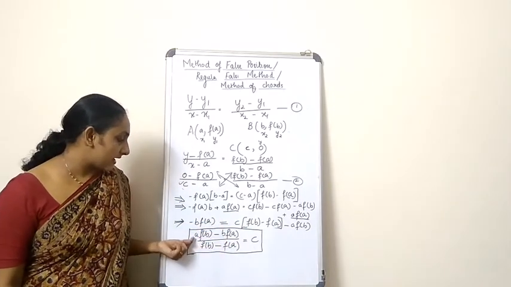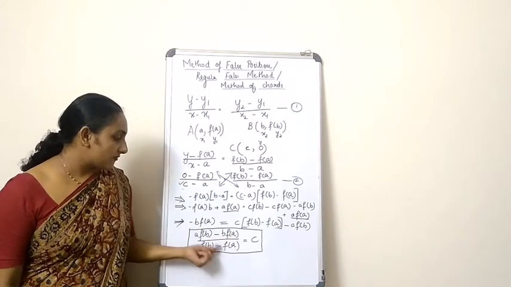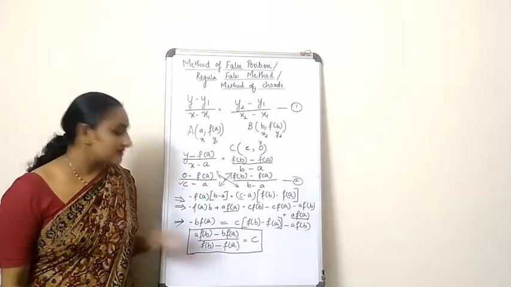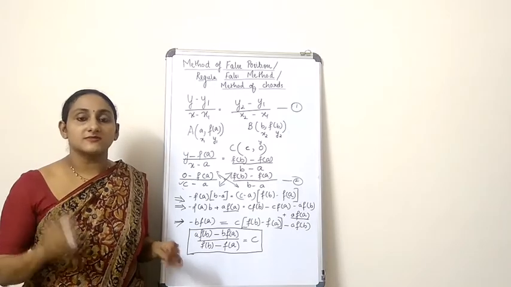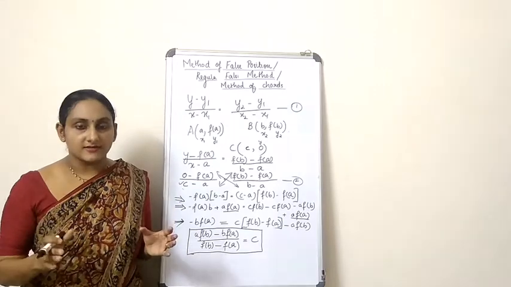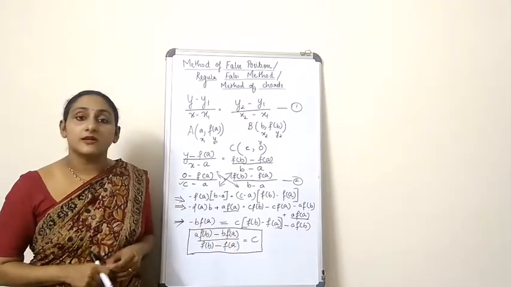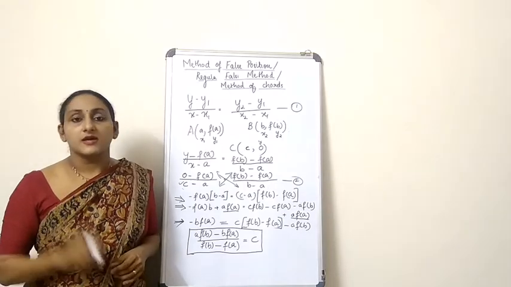C is equal to a into f of b minus b into f of a, the whole divided by f of b minus f of a. So this is the way to find out an approximate root for the function f of x using the Regula Falsi method. But the method is not over yet. You have found only the approximate root.